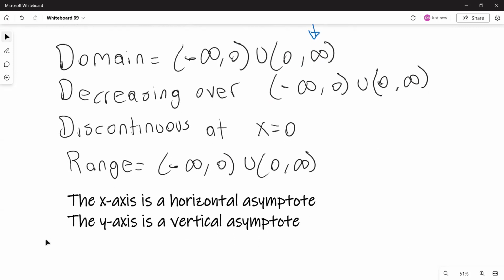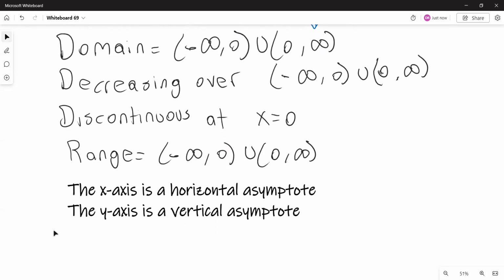And finally, f of the opposite of x is equal to the opposite of f of x. So in that sense, f is an odd function.